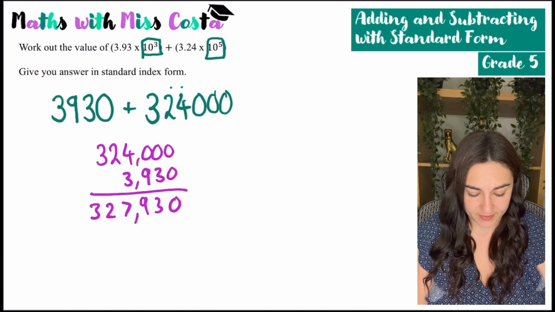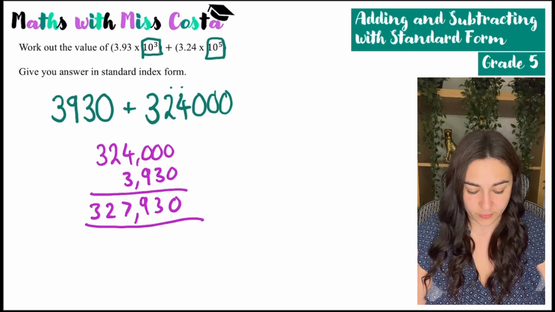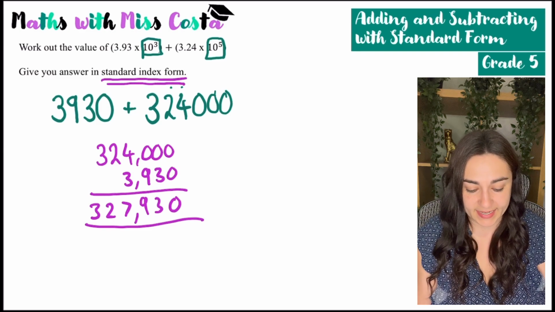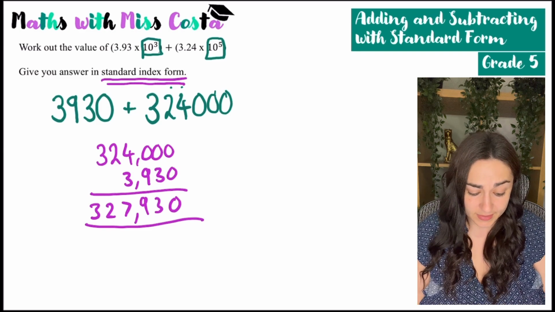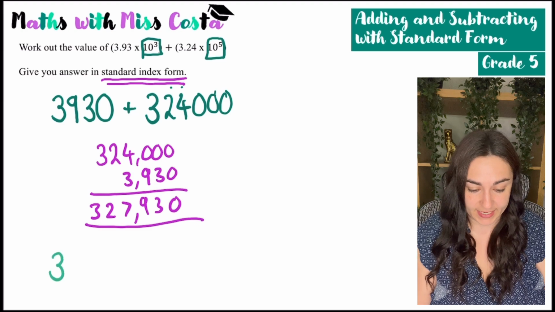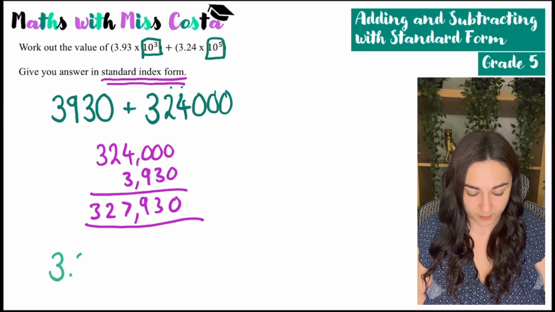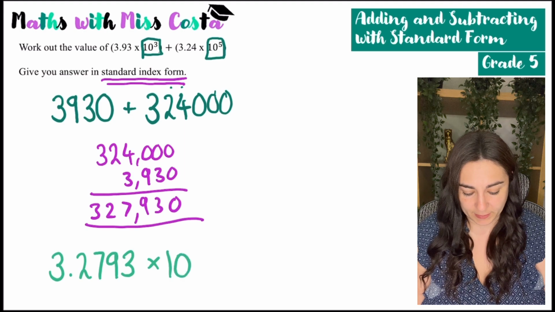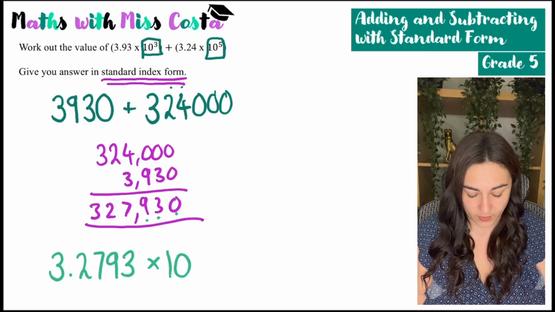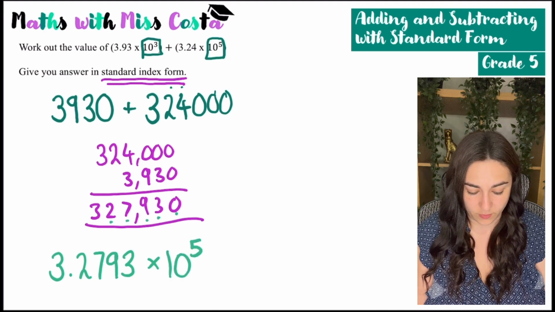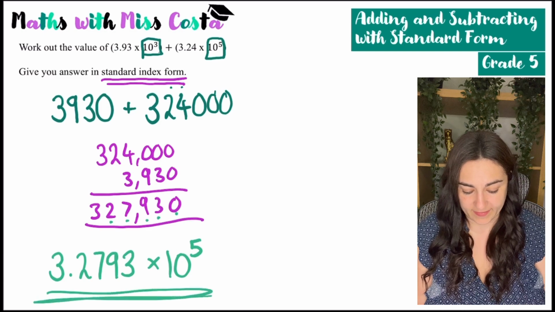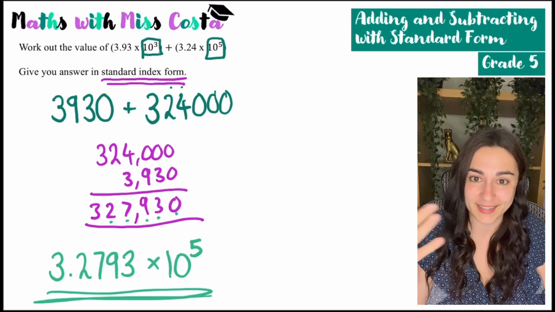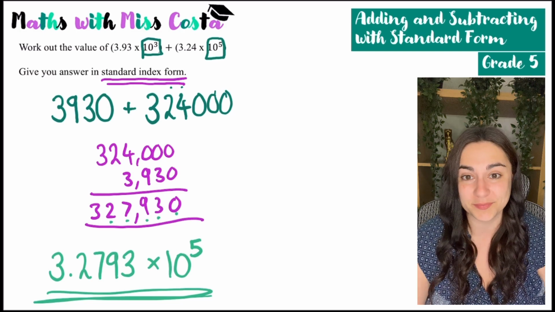4 plus 3 is 7. So I'm left with 327,930. And I want to give my answer in standard index form. So once again, I turn the digits into a number between 1 and 9.9. So that would be 3.2793 times by 10 to the power of, well, 1, 2, 3, 4, 5. And that's how you do your additions. You'd work them out first, add them, and then convert it back into standard form.